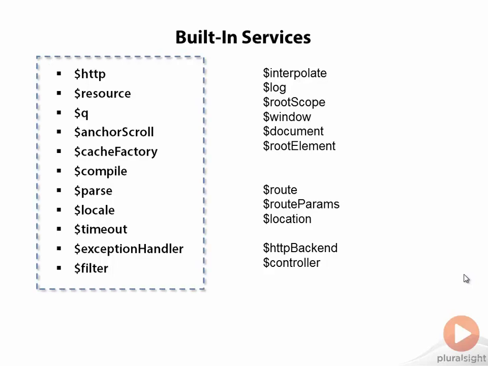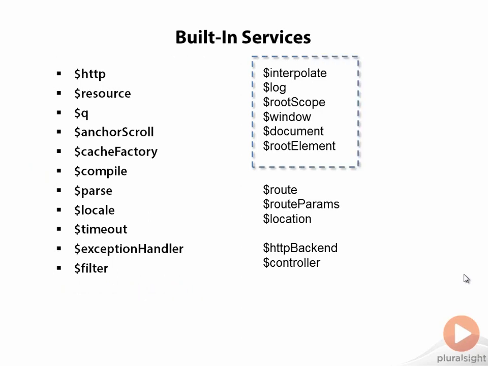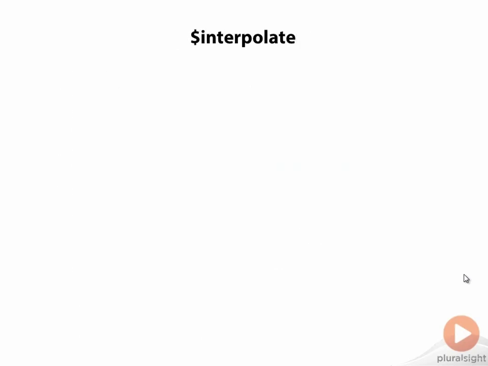Okay, so we've looked at these services in the past several clips. Now let's take a brief look at these other services that are not used very often. And we'll start with the interpolate service. The interpolate service is used internally by the compile service in Angular, and it is not something you will typically need to use directly, but it is useful to know that you can modify the interpolate service.